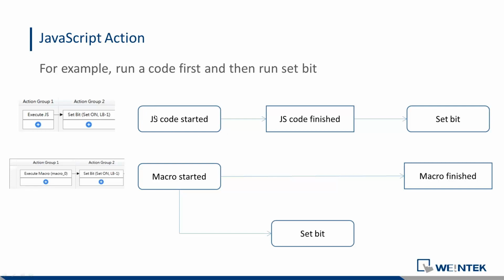All right, if you use JS code in action group, the next action will wait until the JS code is executed. But if you execute macro in action, the next action will not wait until the macro is finished. It will execute next action directly. All right, so these are the differences. This is the difference of using JavaScript action here.